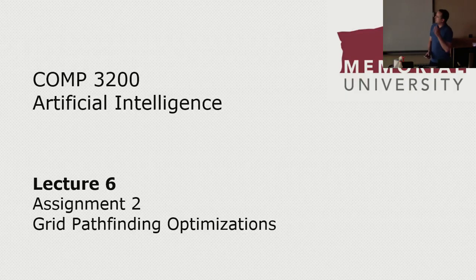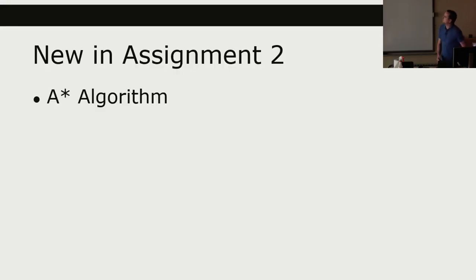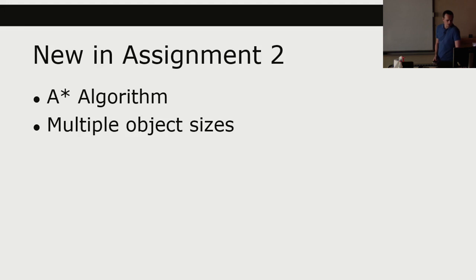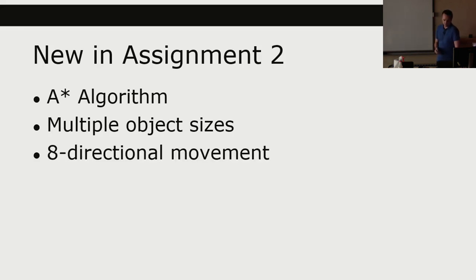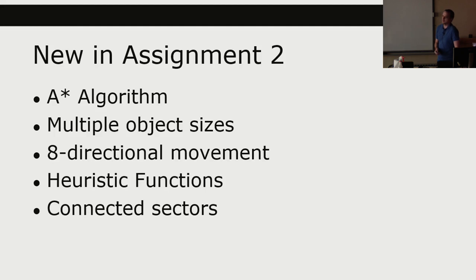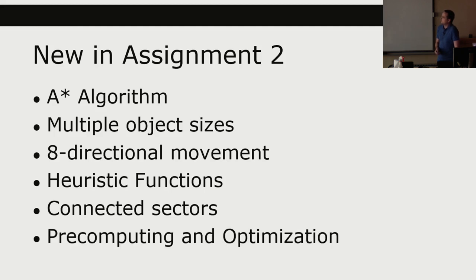Okay, so assignment number 2, we're talking about the A-star search algorithm and some grid pathfinding optimizations. So what's new in assignment 2? We have the A-star search algorithm. We have multiple object sizes. So in assignment 1, it was just occupying one cell in the grid. Now it can be multiple different sizes. We're going to have 4 and 8 directional movement. We're going to have heuristic functions. We're going to talk about connected sectors, what they mean, and some other pre-computing and optimization. So things to make assignment 2 run a lot faster than your assignment 1.